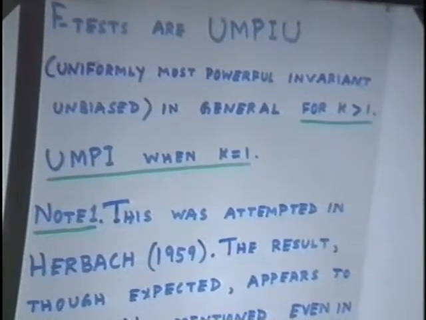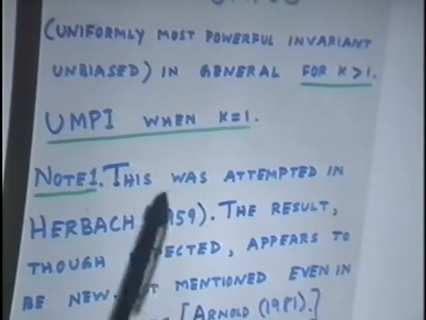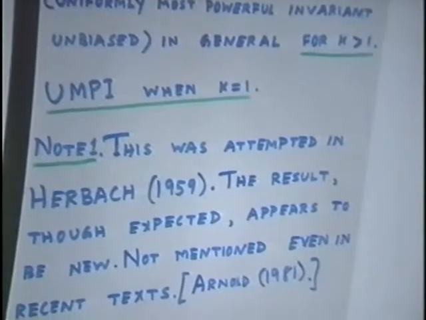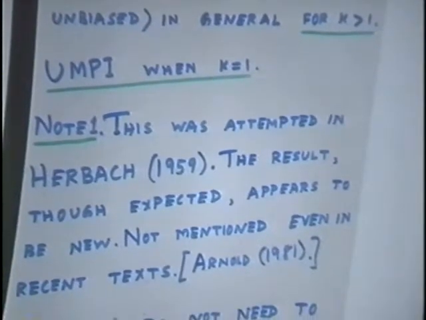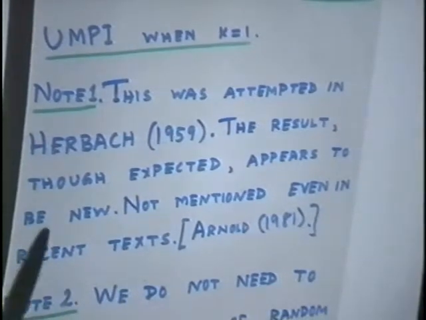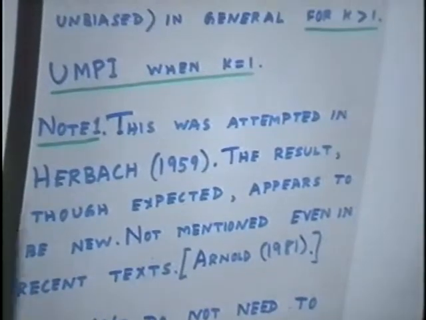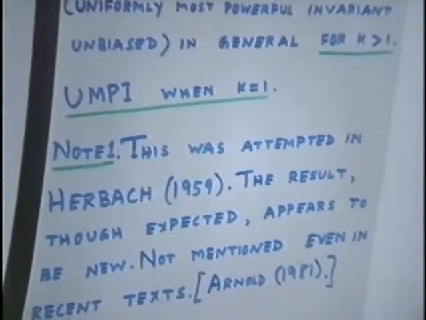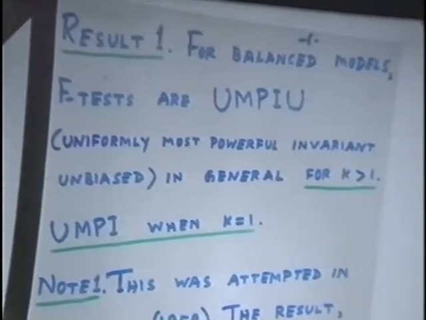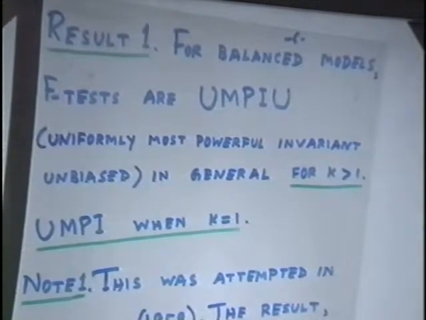You might recall a very old paper by Herbach in 1959 Annals, where he attempted to prove it, but it's not quite clear whether he got the result or not. I looked at different textbooks, and this result is not given anywhere, so it looks like it's a new result. Another feature of the result here is, as is well known by now, you don't have to assume normality of the error components. We can do away with normality.